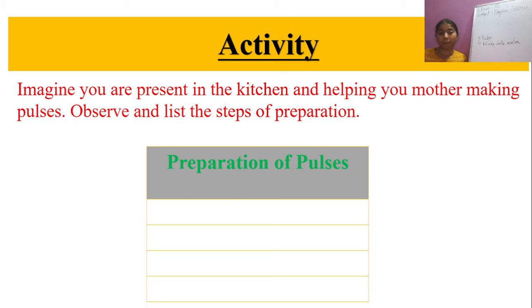Because you know that pulses contain a lot of protein. Whenever you wash the pulses for a longer period of time, the protein they contain is going to be removed from them. Then they become not usable, not good for you to gain protein from pulses. That's why your mother takes only a few seconds to wash them and does this 2 or 3 times, right?